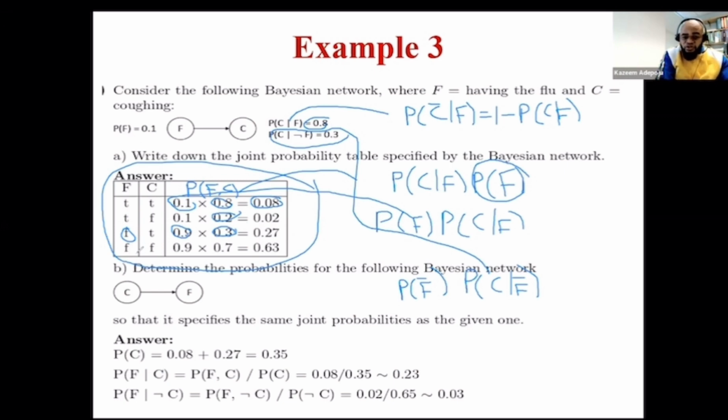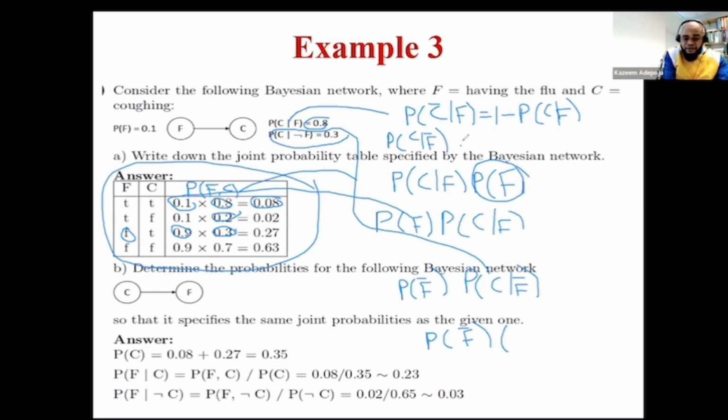Now the last one is going to be false false. You're working on false false. So for the false false, you basically want to consider the probability of this complement, and false at this end. So when you take a look at this now, you have the probability of C given F complement.